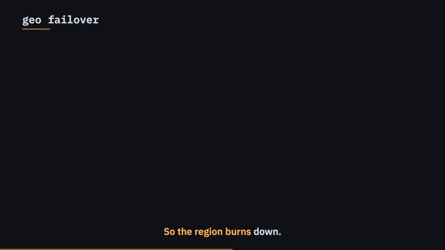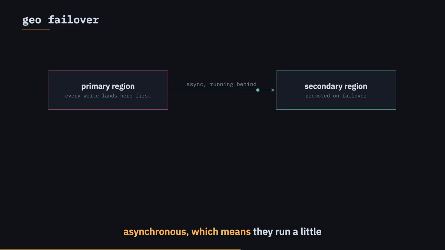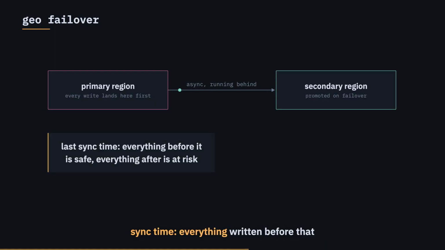So the region burns down. What actually happens? The copies in the secondary region are asynchronous, which means they run a little behind the primary. Every geo-redundant account publishes a last sync time. Everything written before that moment is safely in both regions, and anything after it might exist only in the primary. That gap is your potential data loss, and reading last sync time correctly is a legitimate exam skill.